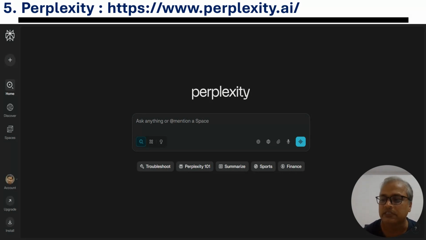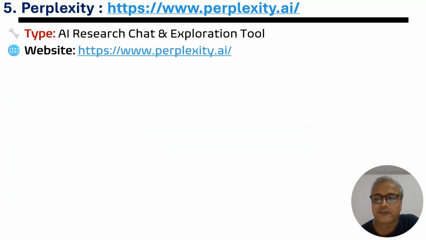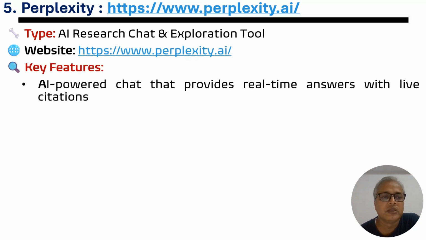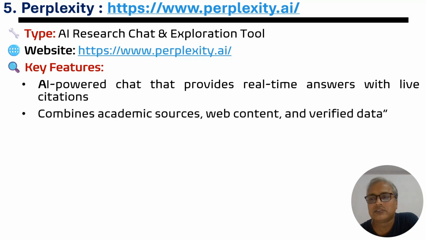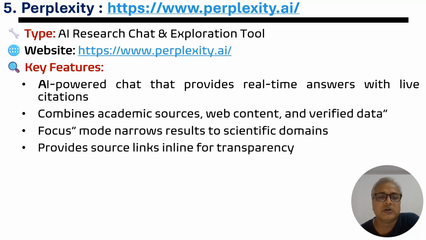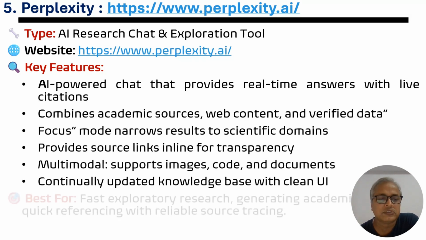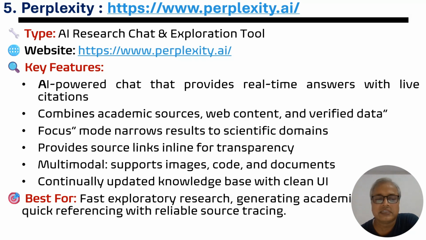Perplexity is one of the most versatile AI tools, or you can call it a literature search tool. It is similar to ChatGPT, but it also includes the sources. It will give you the references from where the information has been gathered. So it is AI-powered chat which provides real-time answers with live citations, combines academic sources with web content and verified data, focuses on narrow research, and provides source links online for transparency and multimodal support. And for exploratory research, it offers quick academic referencing and reliable source management. So this is the last one, but it can be used in the early days also.